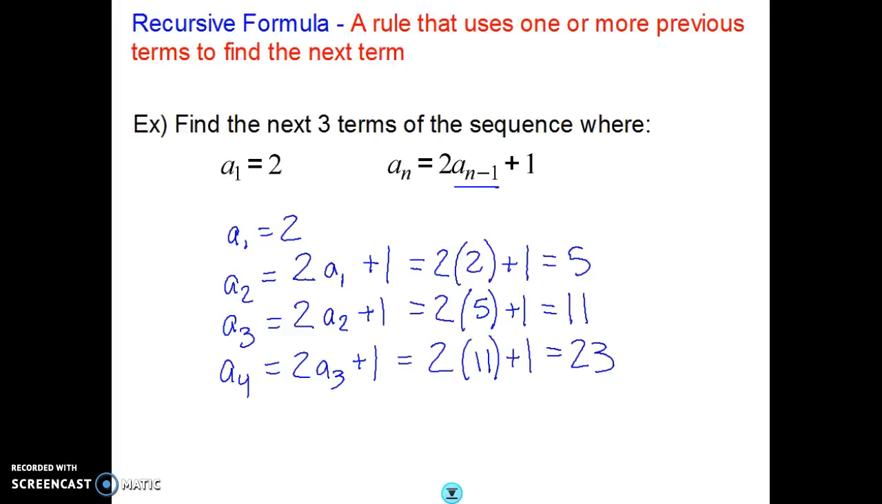And now we can start writing out this sequence. It would go 2, 5, 11, 23, and so on.